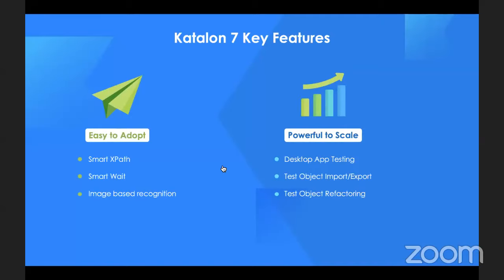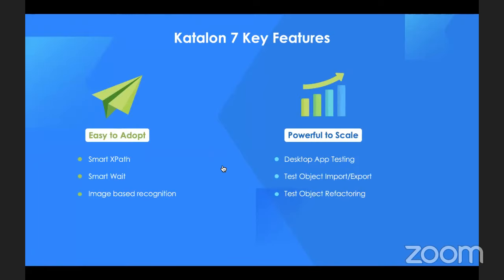So we have gone through the features that we developed for the easy-to-adopt capabilities, which are Smart XPath, Smart Wait, and image recognition. You can see that everything we do there focuses on element location, because normally tests fail when the application changes, and when the application changes, the way that we detect the element changes. With these features, they can help you recover and still have the test case pass even when there are a lot of changes in the web or mobile applications.